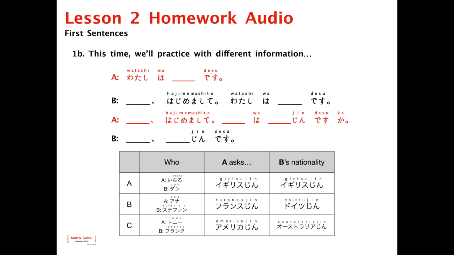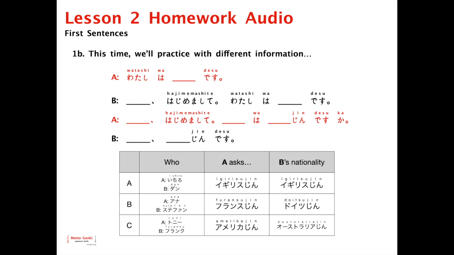Right, very good. So now we'll move on to conversation B, which is the same as conversation A, but with different information. So here, Anna asks Stefan if they are French, but Stefan is German. So the answer would be いいえ、ドイツ人です.